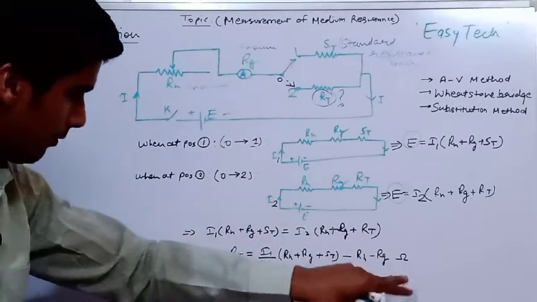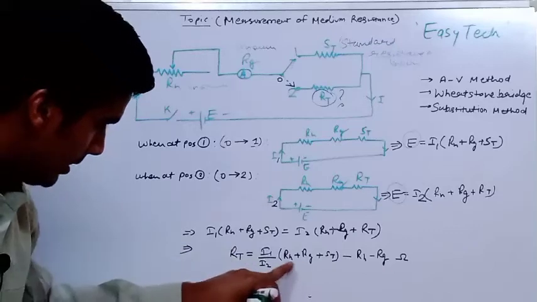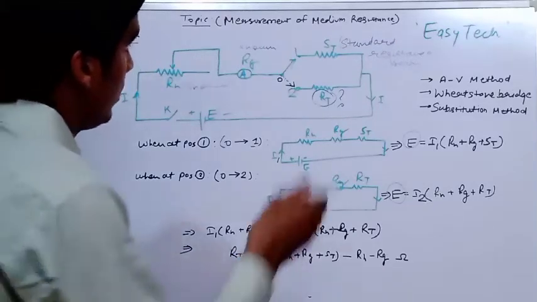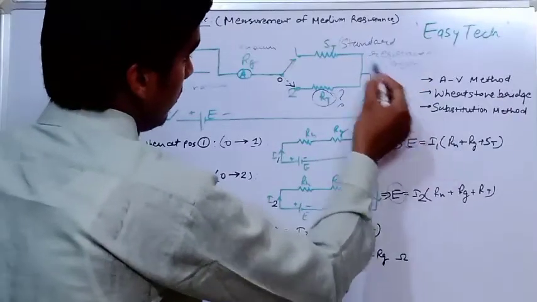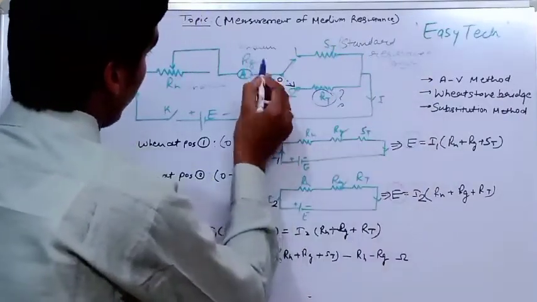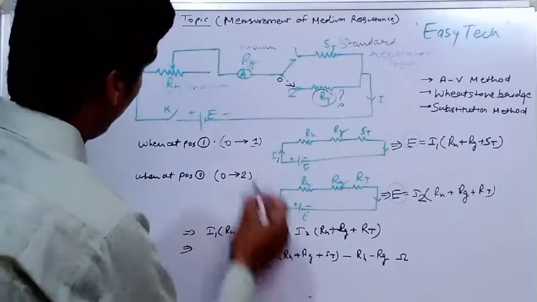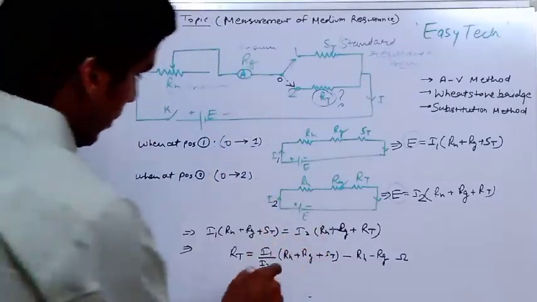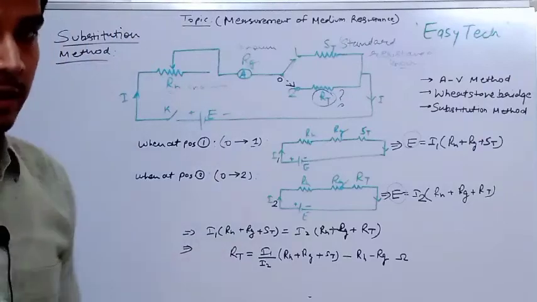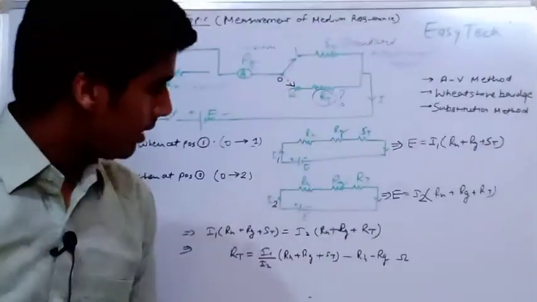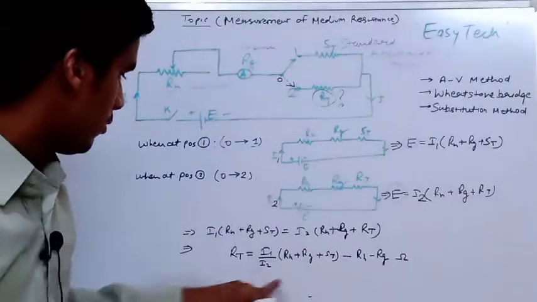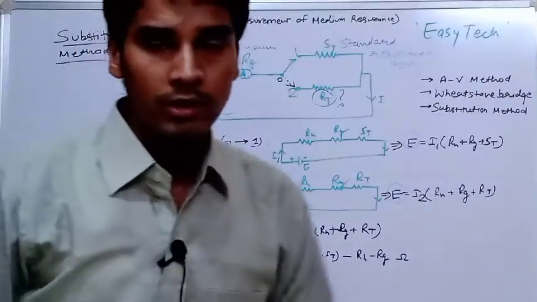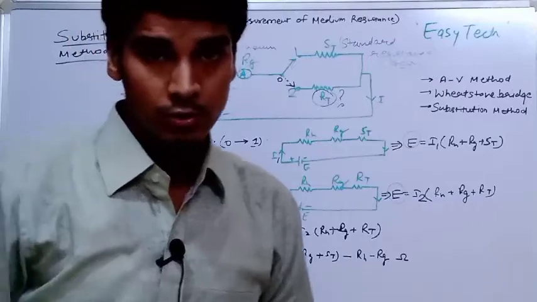This is the way you can calculate, you can put the expression, you can put the values of RH, RG, ST, I1, I2, because you already know these are the values known. You know the value of ST, you know the value of RG and RH. So you can put here, and I1 and I2 you have already taken note down. Okay, so in that situation you can find the value of RT. This was the basic idea behind calculating the medium resistance by using the substitution method.